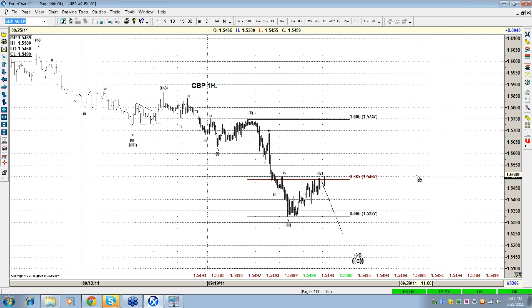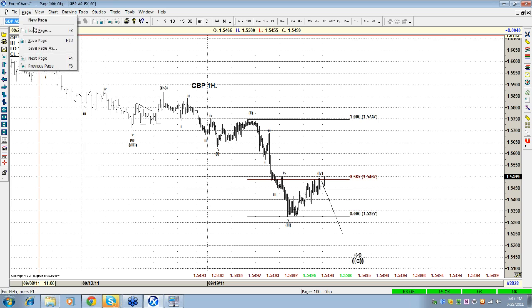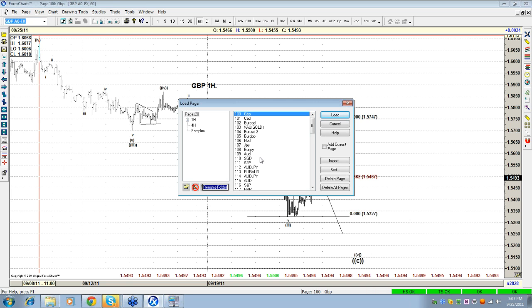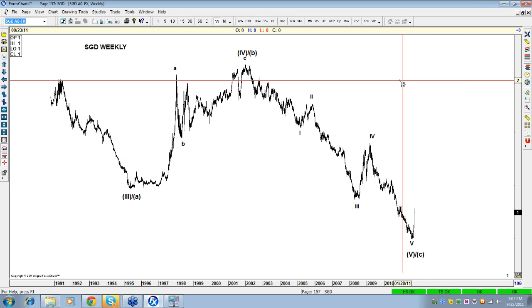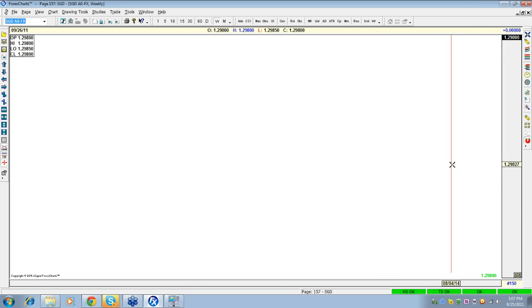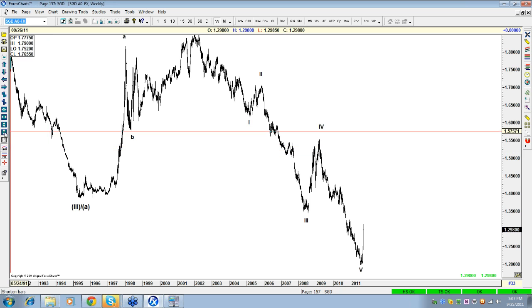So that's for cable. Now, this week we start covering another pair, which is a very nice pair. It's the Singapore dollar. You guys see right here, and this is the weekly chart. Very trending pair, very nice to trade.